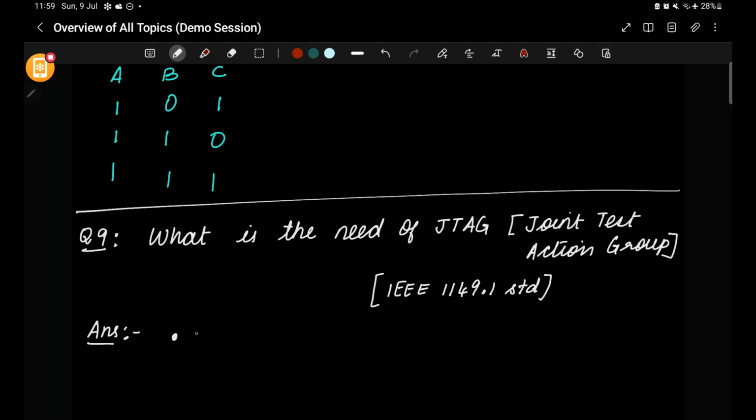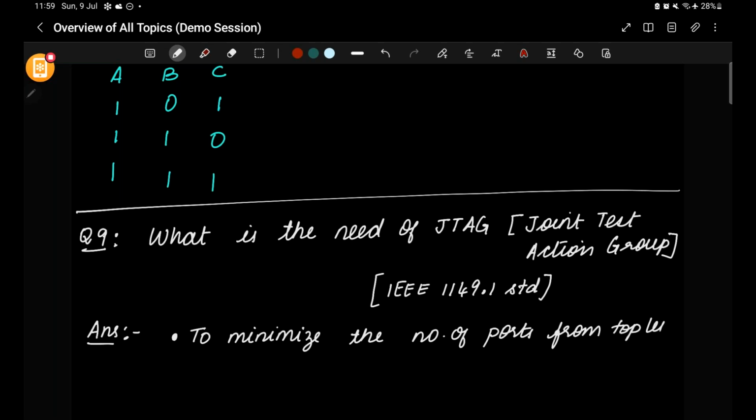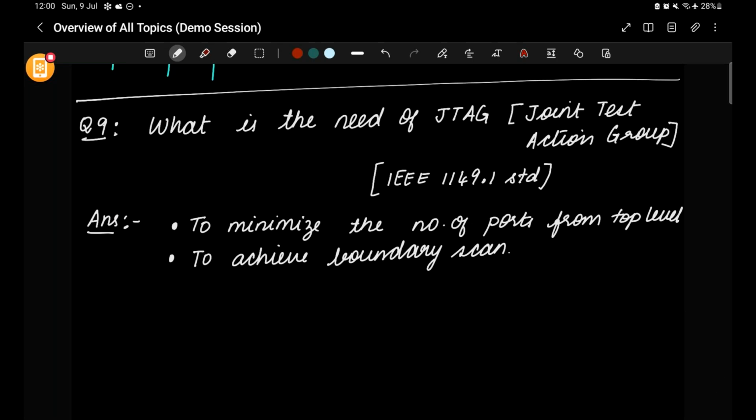In DFT we use JTAG to minimize the number of ports from the top level, and to achieve boundary scan. So these are the 2 needs of JTAG: to minimize the number of ports from top level and to achieve boundary scan. We'll see how, with the help of JTAG, we are minimizing the number of ports from the top level.